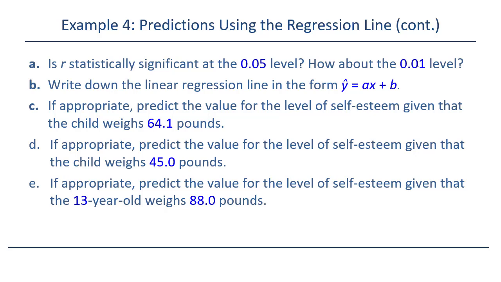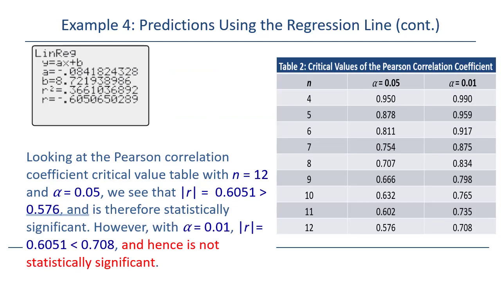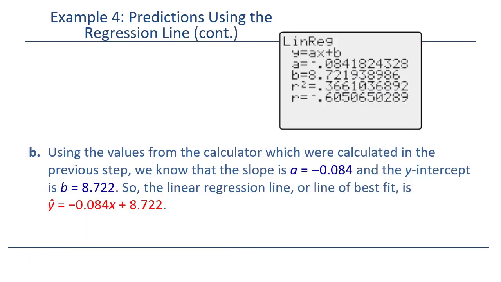So the question was, is it significant at 0.05? Yes. Is it significant at 0.01? No. Okay, so you can see that it depends on how accurate you want to be. 0.05 means we're 95% sure that it's significant. 0.01 means we're 99% sure that it's significant, and in this case, it is not. So that's how the differences work.